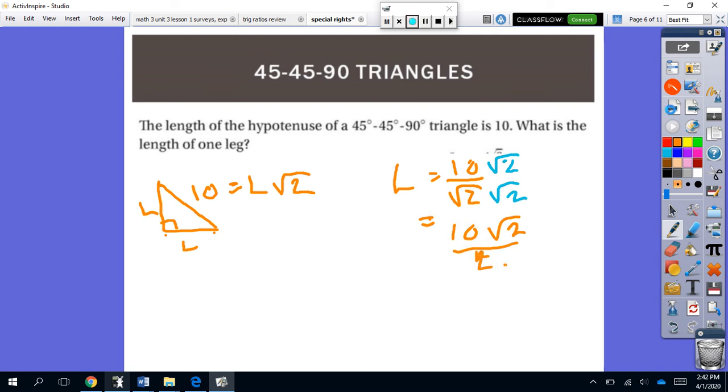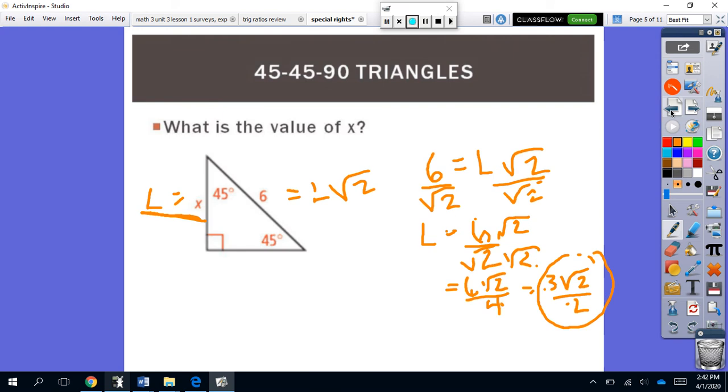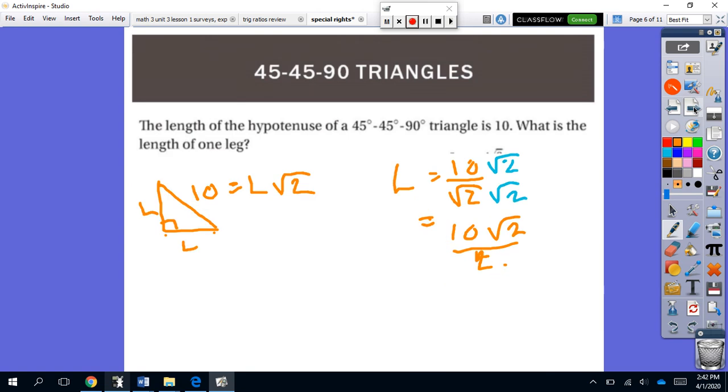I just did this one wrong, didn't I? Did you catch me? That's 2. Sorry about that. So this is 2. 10 square root of 2 over 2 is 5 square root of 2. So L is 5 square root of 2.